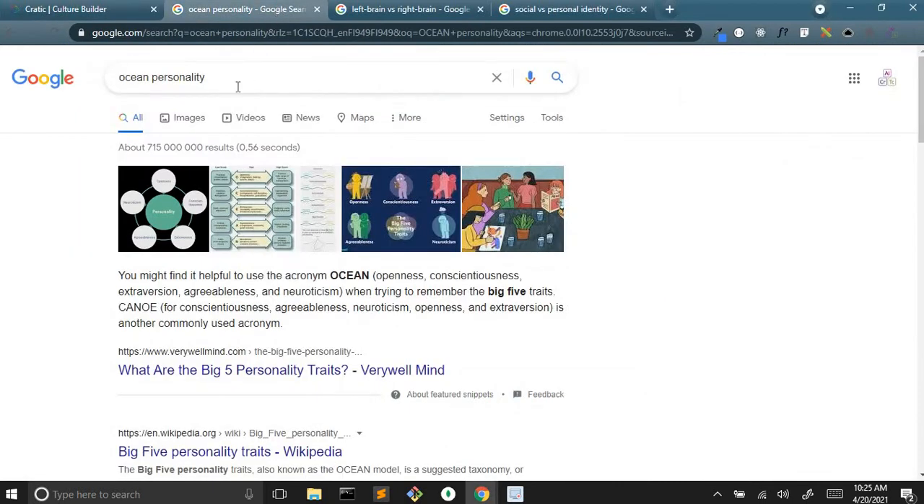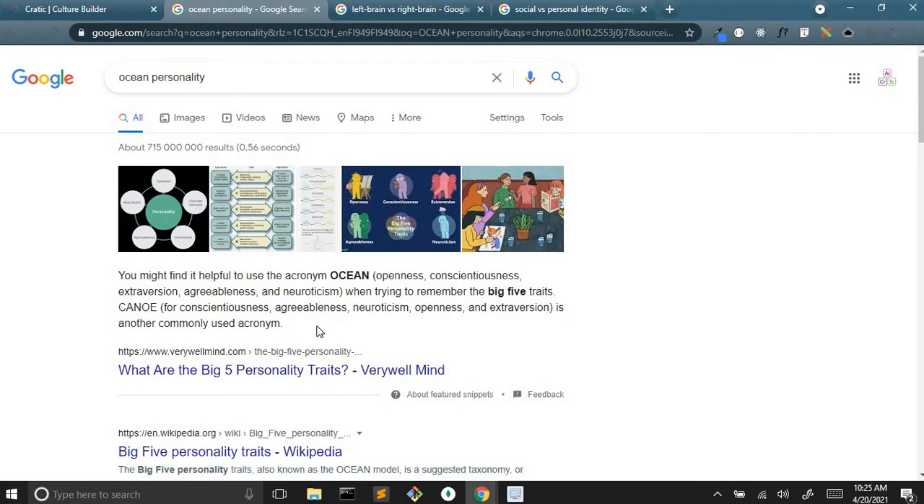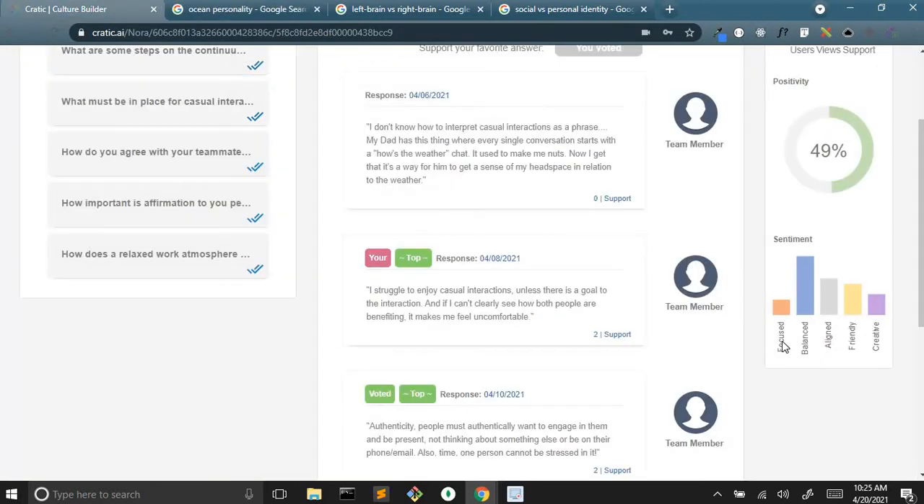If you Google the Ocean Personality, you will learn a lot about this framework. It's a very common framework used by the psychological community to understand personalities. It studies openness, conscientiousness, extroversion, agreeableness, and neuroticism. You might notice that the language we're using here is slightly different, and that's just because we've simplified it for a broader audience. The important thing to know here is that this is based on a consistent framework that's being applied every time to the answers that are being received.